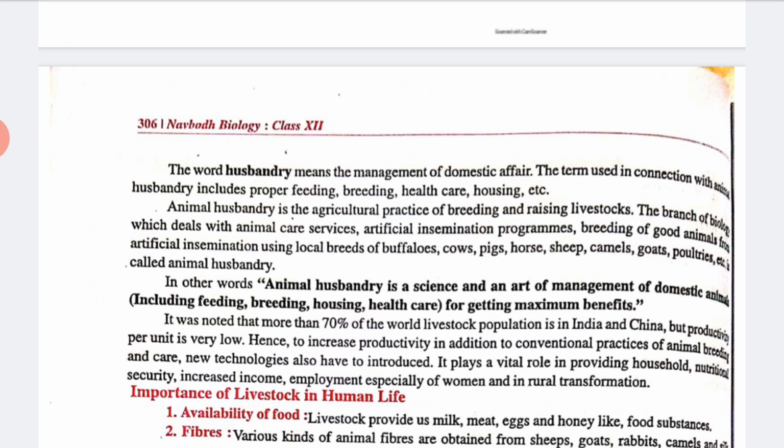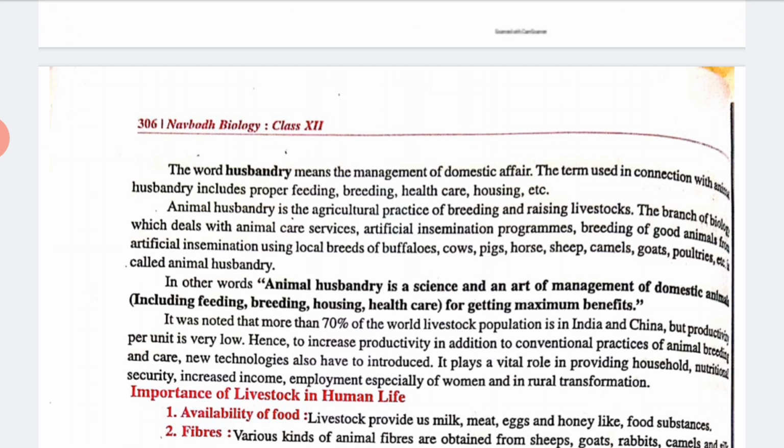Okay. So, the term used in connection with animal husbandry includes proper feeding, breeding, healthcare, housing, etc. Animal husbandry is the agricultural practice of breeding and raising livestock. The branch of biology which deals with animal care services, artificial insemination programs, breeding of good animals from artificial insemination using local breeds of buffaloes, cows, pigs, horses, sheep, camels, goats, etc. is called animal husbandry.